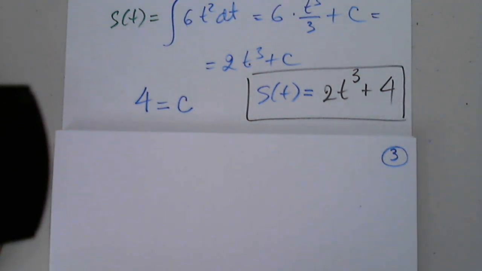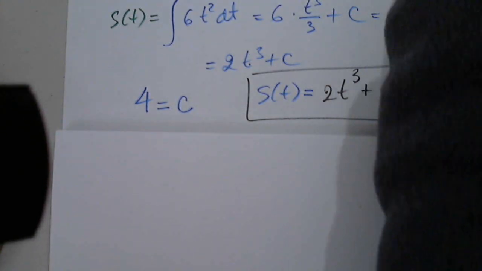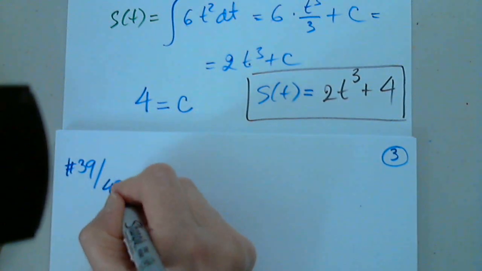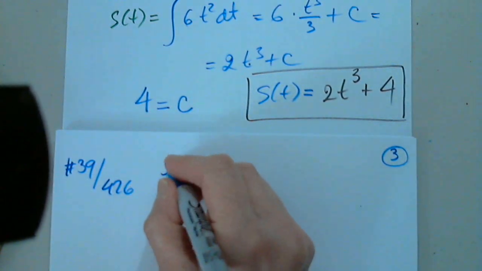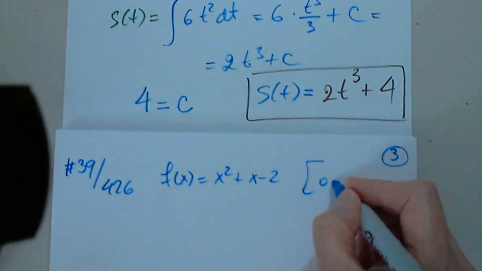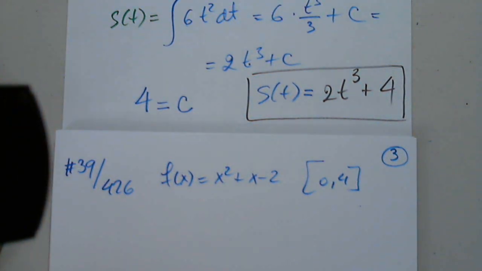Anyone? Can we go with 39? Let's do 39. So 39 on page 426. So f of x equals x squared plus x minus 2, and the interval is 0, 4.